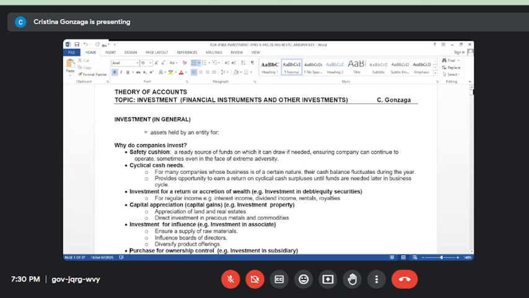Ang mga resort, talagang it's really good business during summer break. But during rainy season, of course, it's really, kumbaga, their slack season. Okay, so it's really important that they have an investment so that in times of slack season, they still can manage or they can manage to continue the operation even at a loss. Okay? So investment for a return on accretion of wealth.